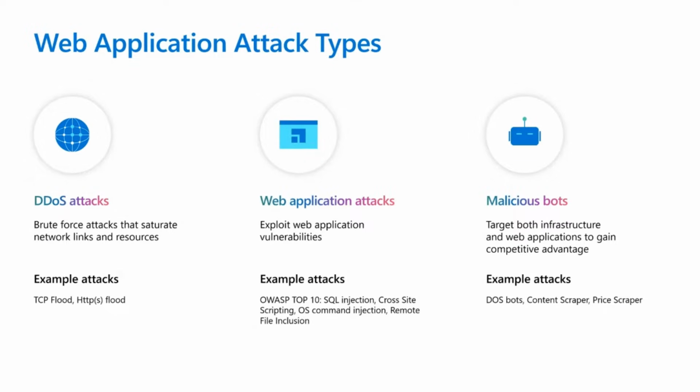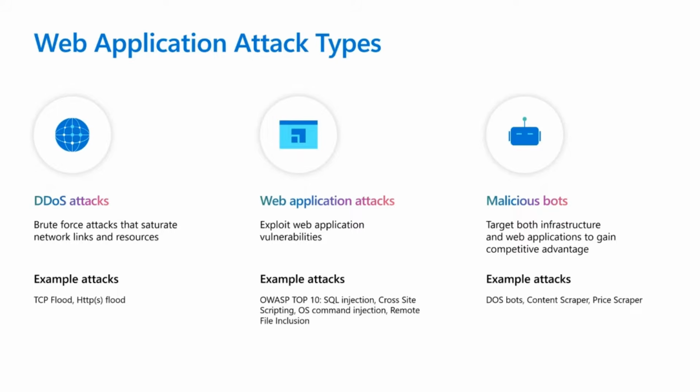Before diving into the Azure WAF itself, let's take a look at some common web application attacks that we face today. These attacks can broadly be categorized into three types. Firstly, we have the distributed denial of service attacks, also known as DDoS attacks, that overwhelm web applications by flooding them with massive amounts of traffic, aiming to disrupt service availability. So Azure's DDoS protection combined with Azure WAF provides a layered defense by filtering malicious traffic and ensuring that legitimate users maintain access. Examples of these attacks include TCP floods, HTTP floods, etc.